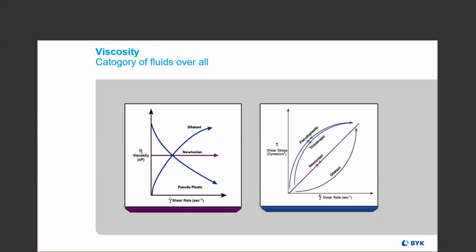And we also see here our Newtonian liquid, which of course has constant viscosity with increasing shear rate, and our pseudoplastics that have decreasing viscosity with increasing shear rate.